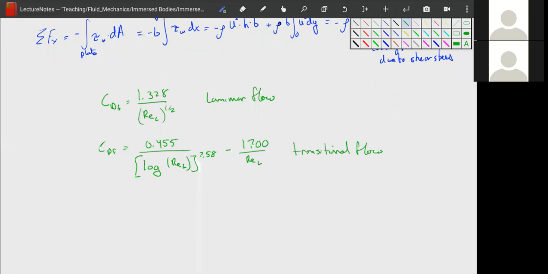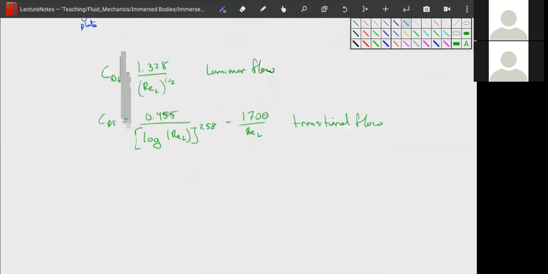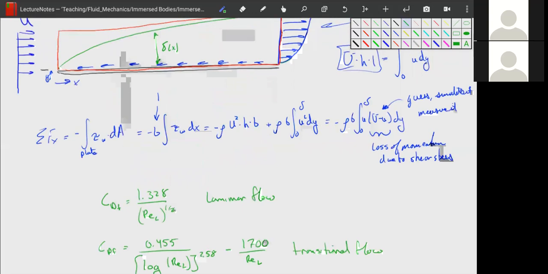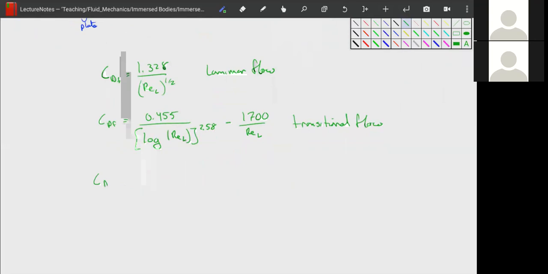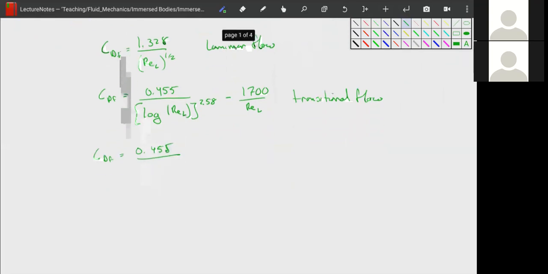Remember, all of these drag coefficients start from the beginning of the plate. So this includes from the beginning of the plate to the transitional flow. And we can extend our distance down the plate, because remember, whenever we calculate these things, our characteristic length is our length down the plate. So going down the plate effectively increases our Reynolds number. So if we increase our Reynolds number, we see that CDF is equal to 0.455 divided by log of Reynolds number L raised to the 2.58.